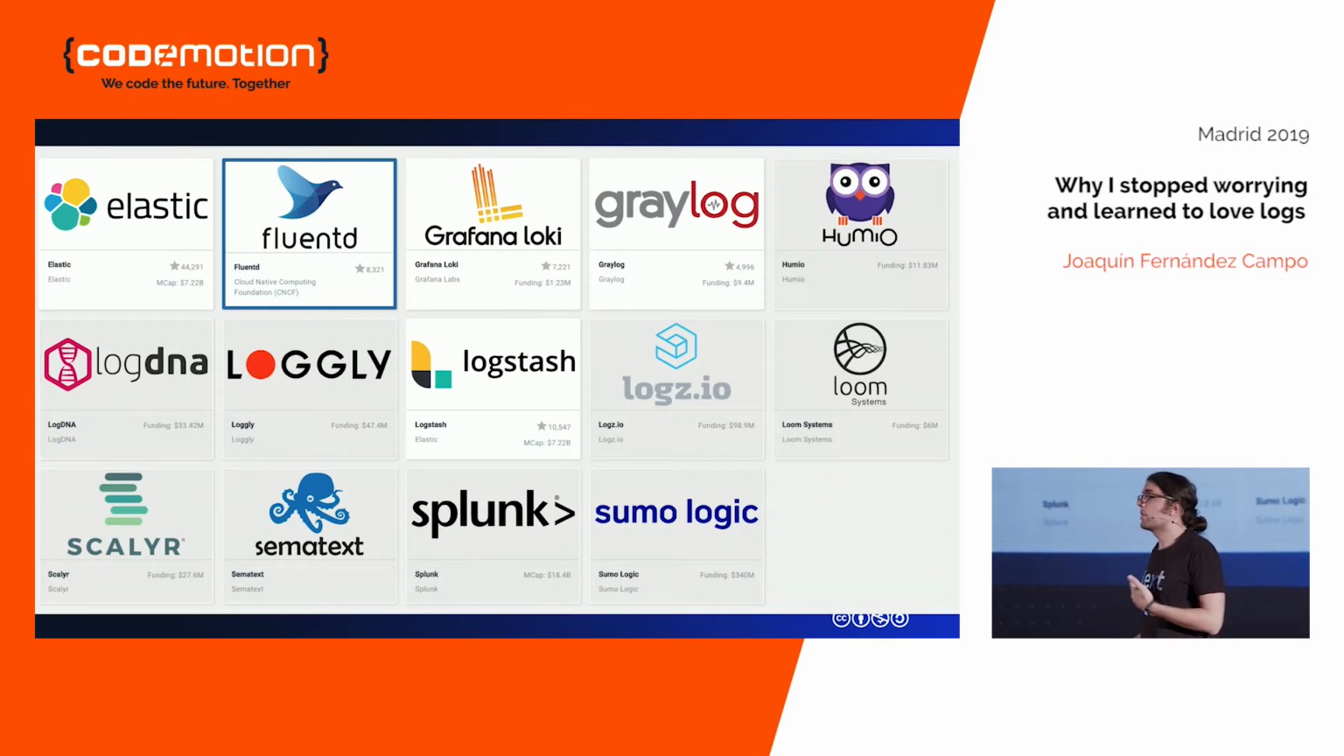And here we can see companies or projects that are related to logging. We can see Elastic, Fluentd, Logstash, which is what we saw before. And we can see their market value, which is $7 billion. Splunk is $18 billion. There's a ton of money involved in this.